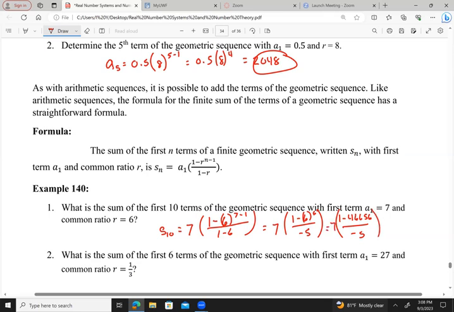7 times -46655 divided by -5. So if I divide by -5, sorry, that gives me a positive 9,331. Multiply that by 7, and my final result is 65,317.